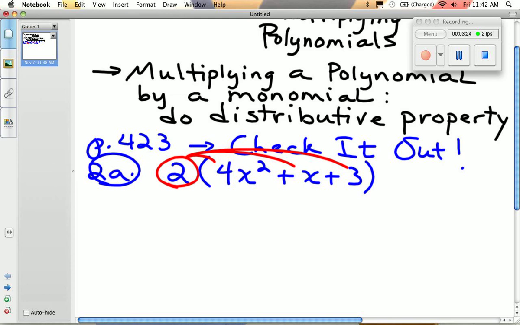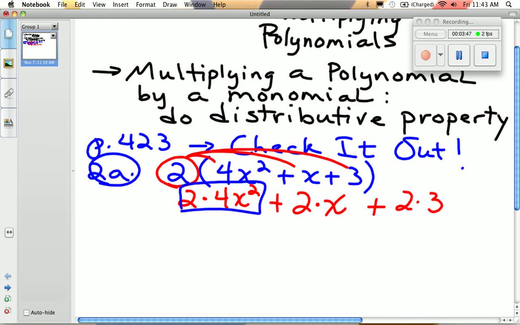In our notes, at least for this one, I want you to see that what's really happening here are 3 multiplications. 2 times 4x squared is 8x squared, plus the 2 has to get multiplied times the x, plus the 2 gets multiplied by the 3. So we really have 3 multiplications here.